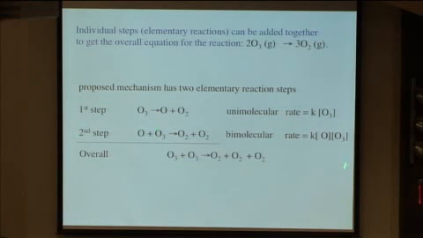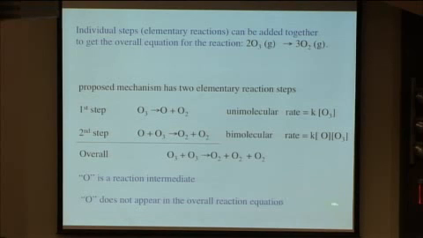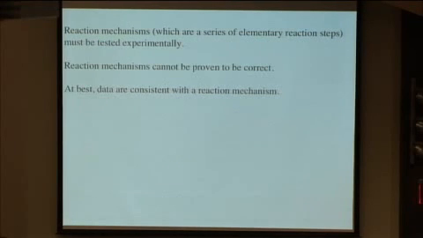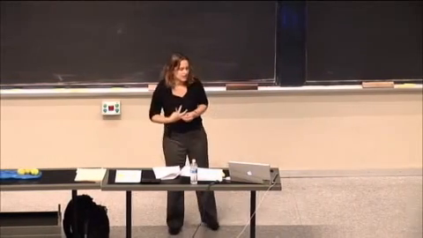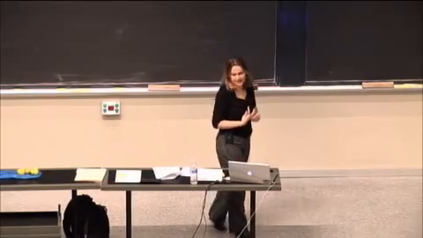You can sum up the steps and get the overall reaction. Notice that O is an intermediate. It's formed here, decayed here. It goes away. And so O doesn't appear in the overall expression. So we're going to talk a lot about reaction intermediates next time. And also remember that you can't prove reaction mechanisms to be correct. They're just consistent with the data that you have.